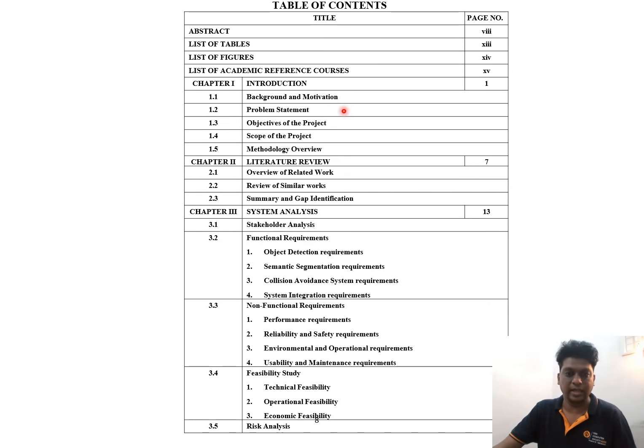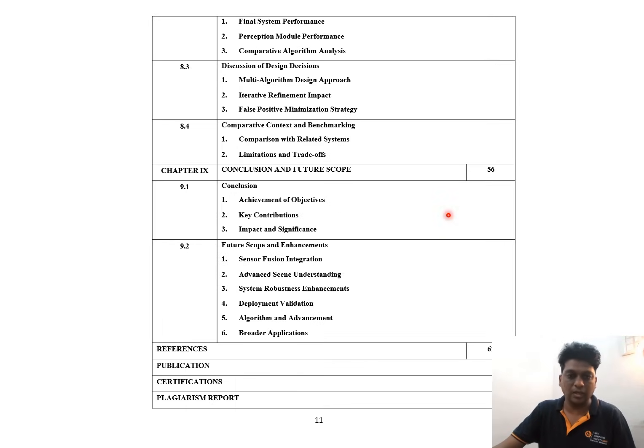Generally we have an introduction, literature survey, system analysis, and we should mention the page numbers here. For every chapter you should include one. After completing all these chapters, we should mention the references: what references we used during the implementation of the project. Then the publication. What publication do we have, either a Scopus indexed conference or journal?